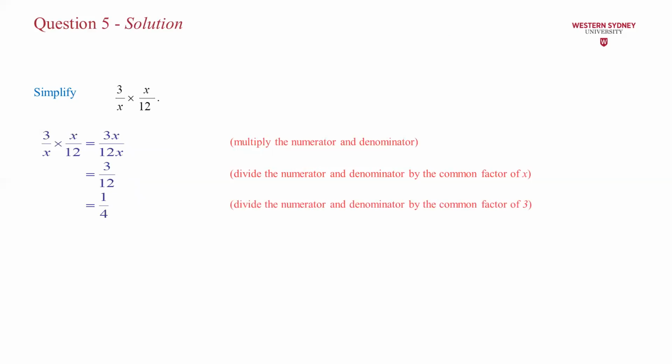Question 5 solution. Here we're going to multiply the top and multiply the bottom. So we multiply the numerators and denominators. That gives us 3x over 12x. We're now going to cancel out the x on the numerator and the denominator to give us 3 over 12. 3 divides evenly into 3 and 12 to give us our answer of 1/4.